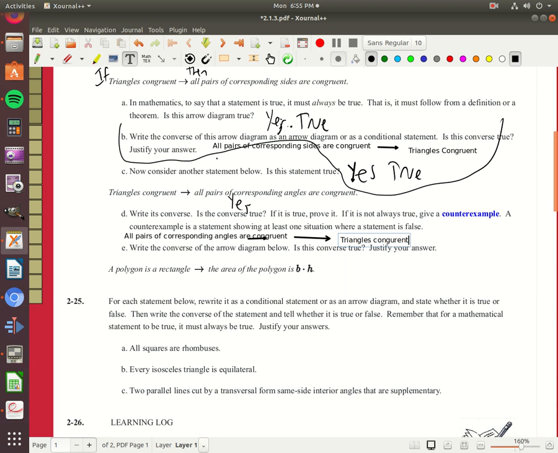Well, let me ask you something. Up here we had side, side, side is triangle congruence. Do we have one that says angle, angle, angle is triangle congruence? So I would say no. I would say the counterexample is not always true. So let's go ahead and change this. We'll say not always true.